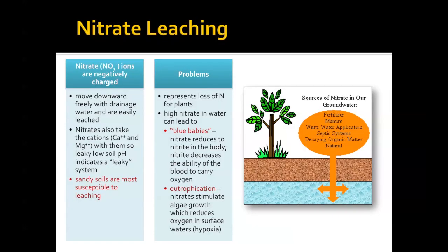A system that is leaky, that leaks a lot of nutrients, you will always be able to find, because your soil pHs are dropping, you're always going to have to add lime to that. Sandy soils are, of course, most susceptible to leaching simply because of that poor volume, and it tends to allow that bulk movement of water through them.